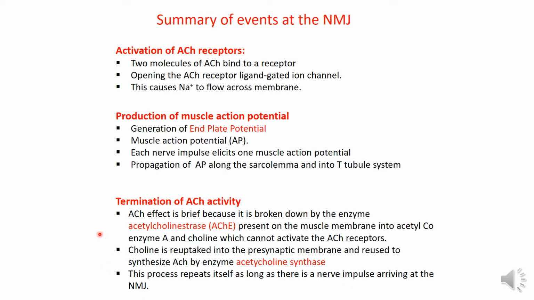The termination of the action of acetylcholine is by the enzyme known as acetylcholine esterase, which hydrolyzes acetylcholine into acetic acid and choline. Choline is taken up by the nerve terminal to be reused for the synthesis of acetylcholine by the acetylcholine synthase enzyme. This process repeats itself as long as there is a nerve impulse arriving at the neuromuscular junction.